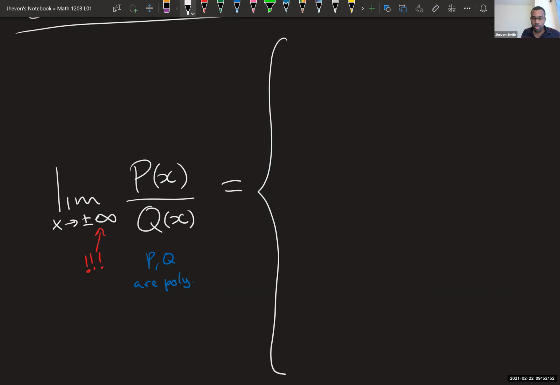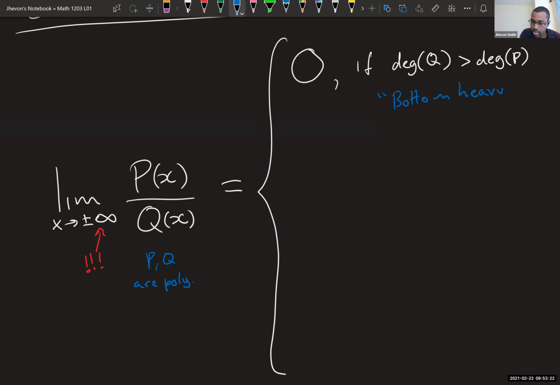One possibility is the following. The answer is going to be 0. This will be the answer if the degree of q is larger than the degree of p, right? If the highest power on the bottom is bigger than the highest power on the top, you're always going to get 0. You don't have to think about it. This is called bottom heavy, right? And we call it that because, as far as I'm concerned, that's showing your work to me, right? So if you tell me that's the answer, you write bottom heavy, to me, that's showing your work. You don't have to go through that whole thing where you're dividing everybody and so on, right?